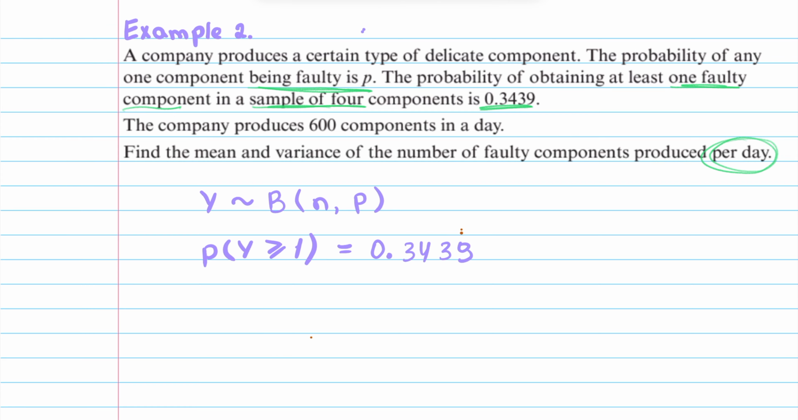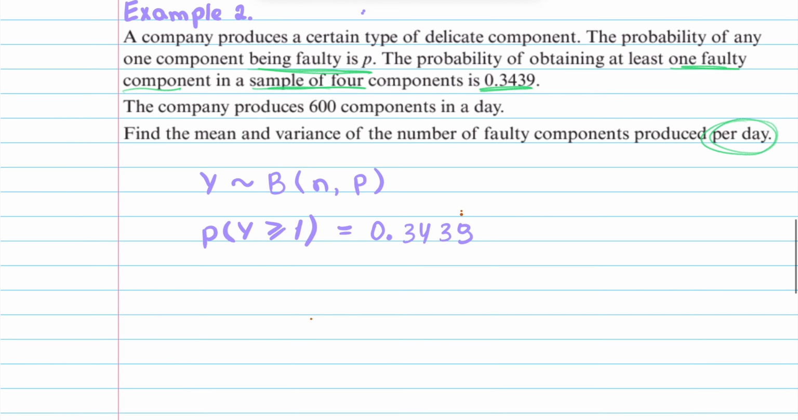If you want to understand the reason behind what I'm writing, just read the part that I highlighted. The probability of a faulty component is p, and n is the number of trials. As you can see, they are talking about taking at least one faulty component out of a sample of 4. So for this scenario n is going to be 4.